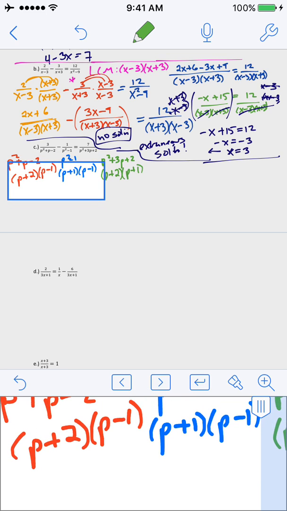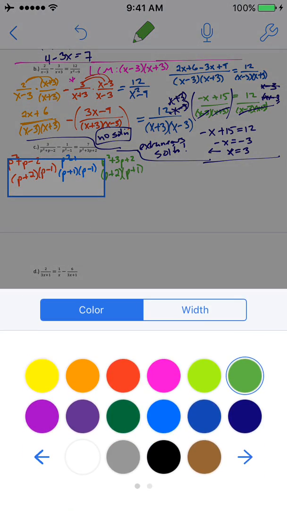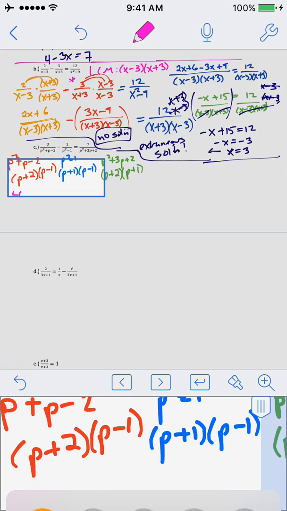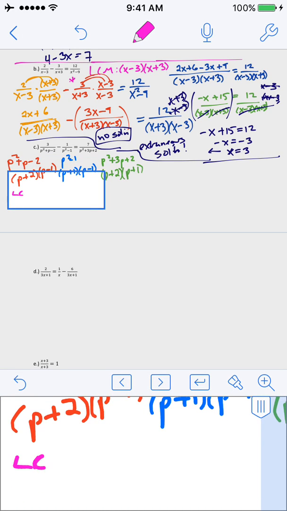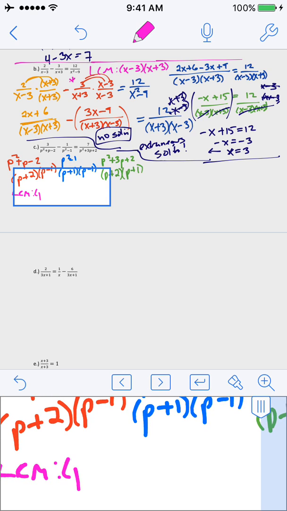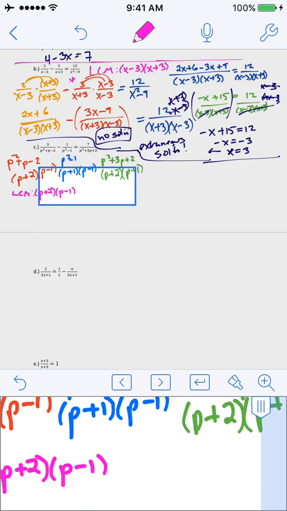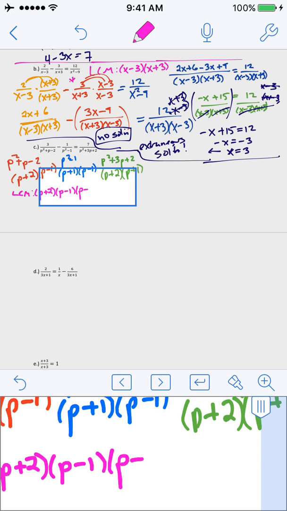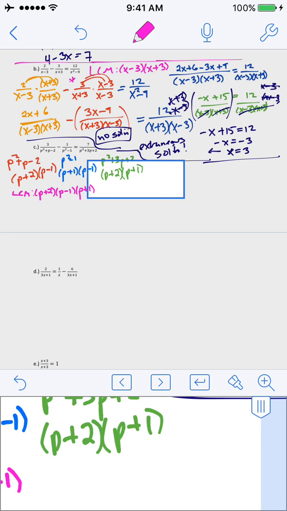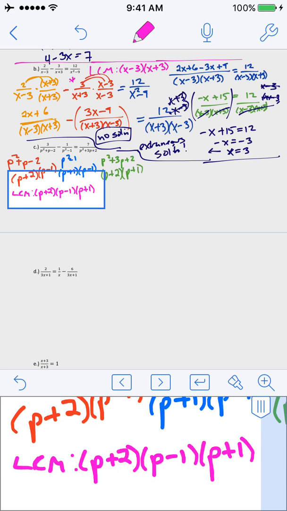Okay. Now I can look at the combination of all three of them. So what would be my LCM here? I have to start off with a p plus 2 and a p minus 1. Next one, I already have a p minus 1, so I don't need to add it again, but I don't have a p plus 1. And this last one, p plus 2, p plus 1, I have both of those. So there's my LCM. One of each.